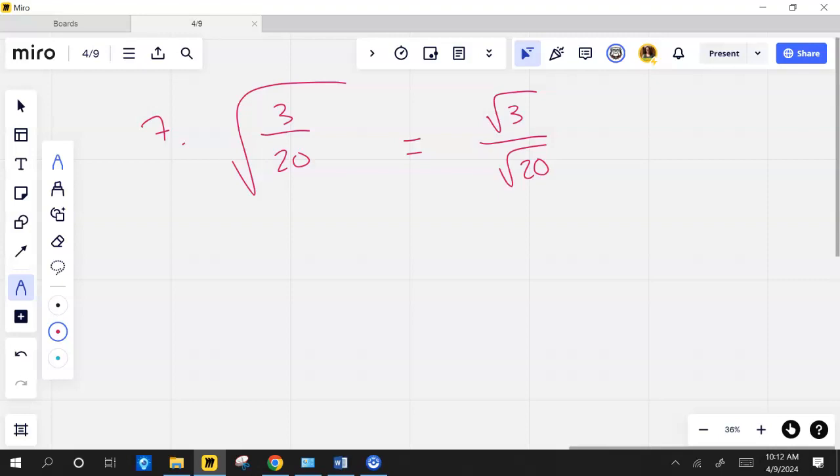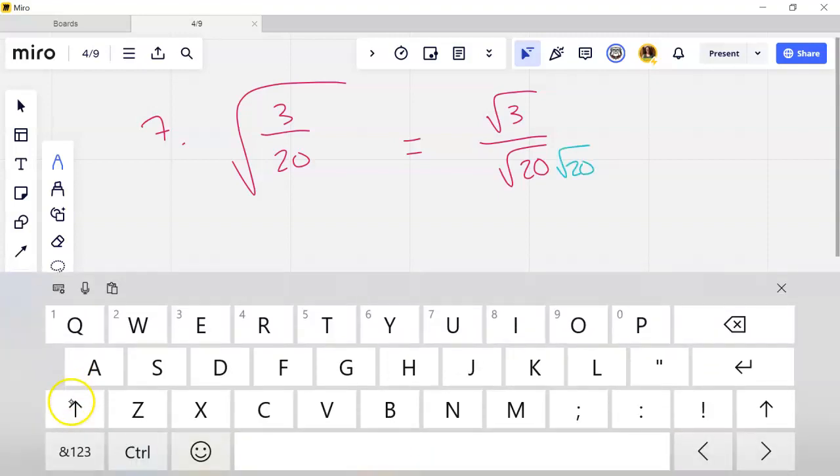3 over 20 does not reduce to anything, yes? So I leave it. I could break this one up. Did y'all break this one up before you started? No, you just left it square 20. That's fine. We'll leave it. See what happens. I would have broken it up, but you don't have to. 5 and 4. You got 2 root 5.